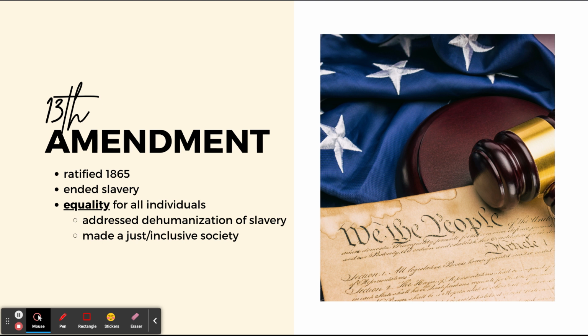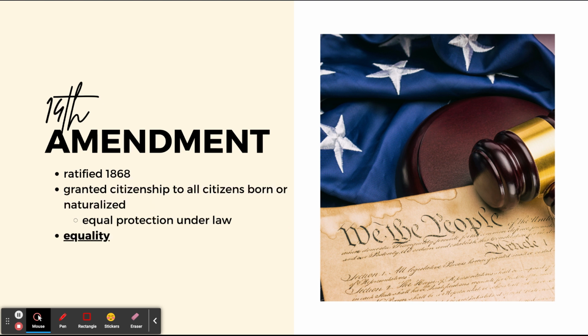In terms of the core ideals of American society, the one it specifically focuses on is this idea of equality for all individuals. It addressed the dehumanization of slavery and made a just and inclusive society. So, all this was done in theory. However, as you will learn, it took a long time before all of this was thoroughly enforced from the federal government. The next amendment we're looking at is the 14th Amendment.